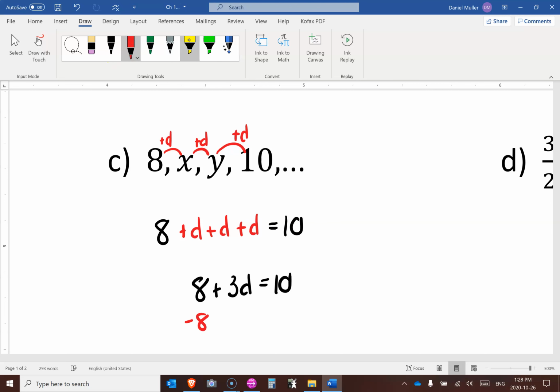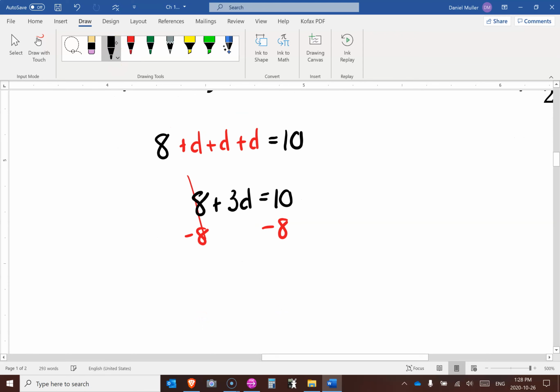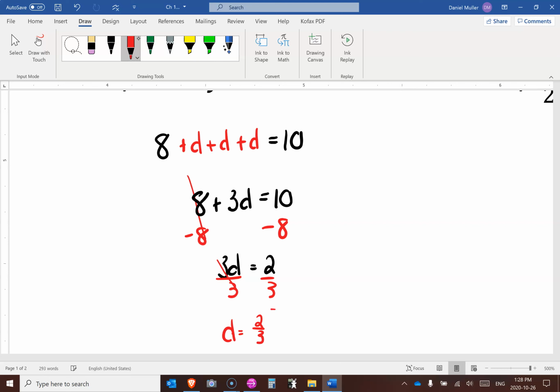Okay, so minus the 8, and then that's gone. So 10 minus 8 is 2. So 3D is equal to 2. So if I divide by 3, I'm going to get 2/3. So D is equal to 2/3.